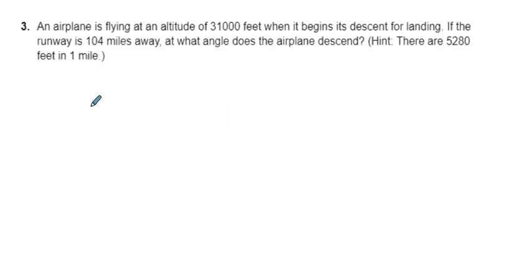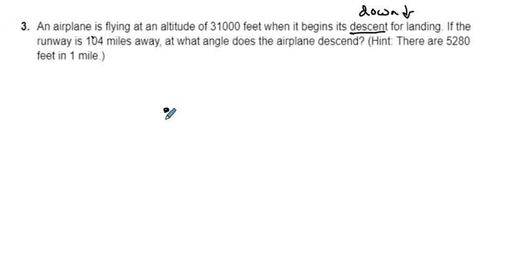All right, let's do our last problem. So number 3, and I'm not going to do the whole thing. I'm just going to set this up for you. So let's find it, right? It says the airplane's flying at an altitude of 3,100 feet when it begins its descent. So descent means it starts going down, right? So if we're starting here, and we know it's at 3,100 feet, right?